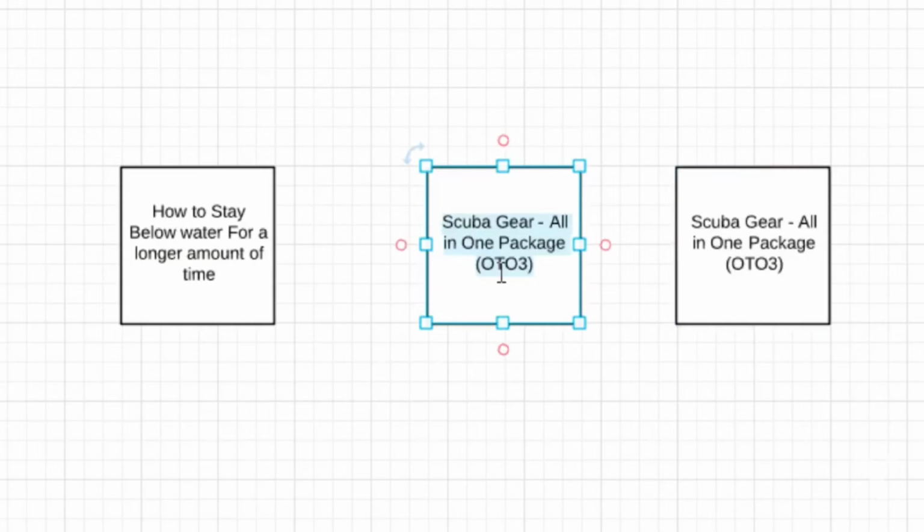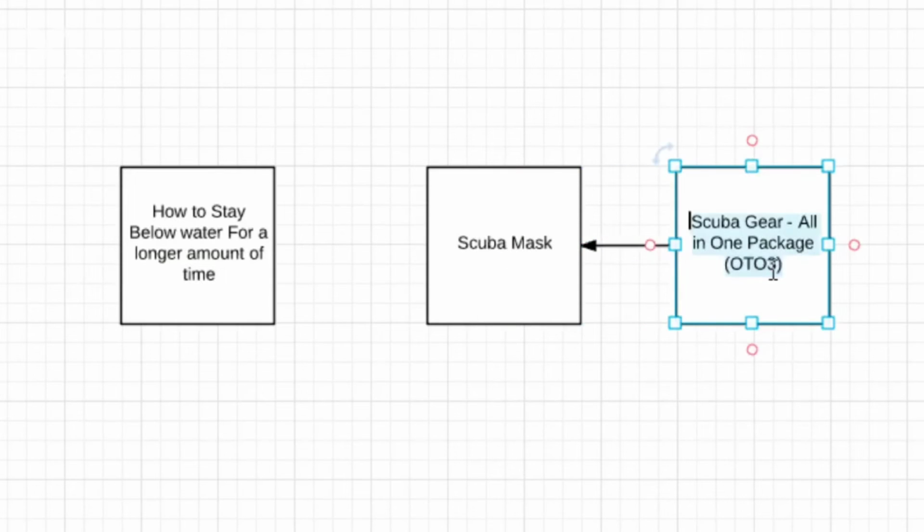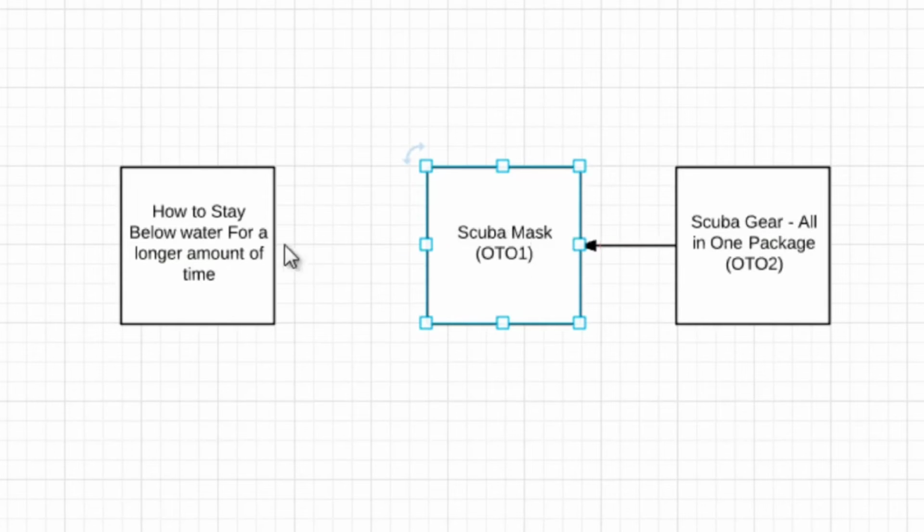Since the scuba gear is an all-in-one package, maybe we focus on the scuba mask. So if somebody buys a scuba mask, you could say, hey, you buy the scuba mask, but I'm going to offer you the scuba gear for like half off or something. So let's go here and, for simplicity, let's do OTO2 since it's a product. We'll do this as OTO1, and then maybe a front end offer.